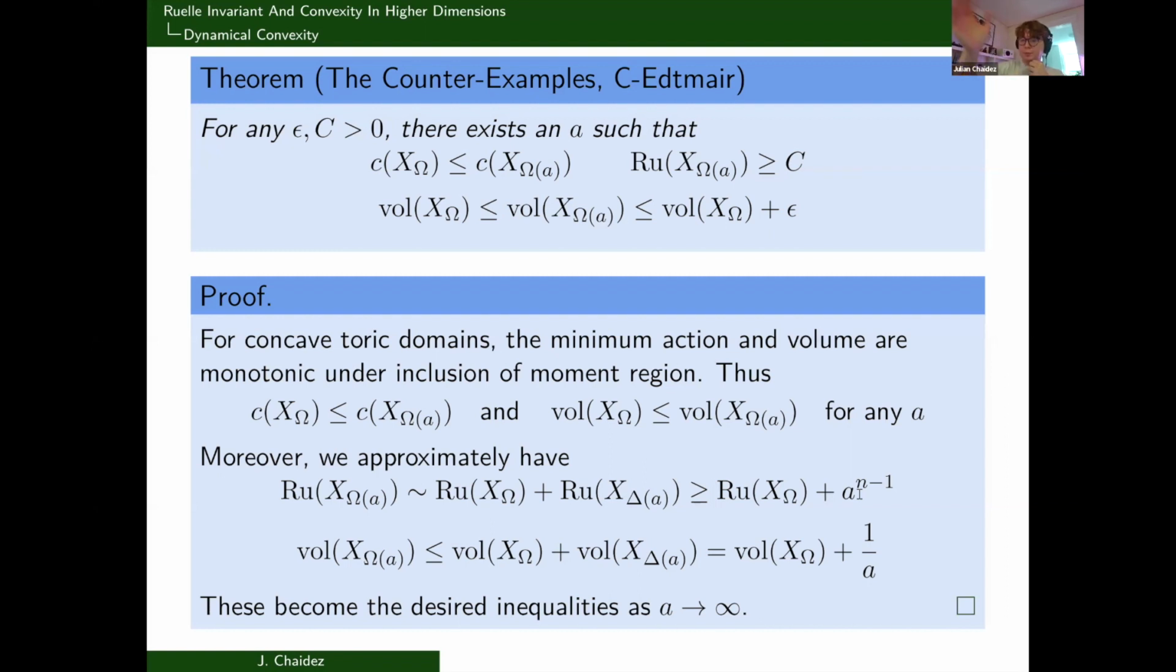this thing will diverge. And then finally, the volume is sort of subadditive with respect to union. So the volume of X omega A is bounded above by the volume of X omega plus the volume of the skinny ellipsoid. And the volume of the skinny ellipsoid goes to 0 as A goes to infinity. So that just converges to the volume of the original domain. Okay, so it's an extremely easy calculation, using everything we've done so far, to check that these toric examples violate the bounds that we want.